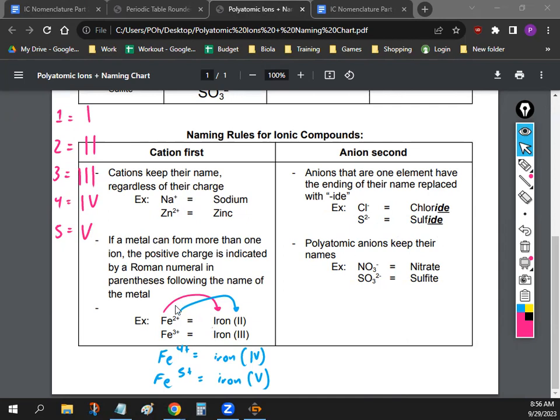So again, other than that, it's pretty much the same. You just write the name and then put the charge, and then the anion stuff stays exactly the same. There's no new anion rule.